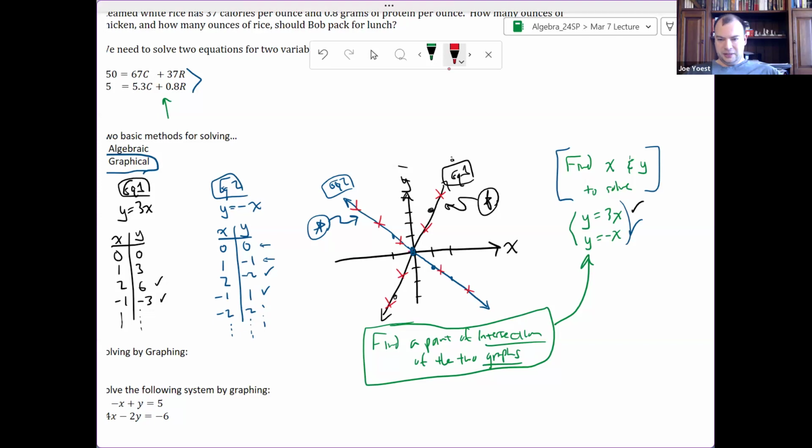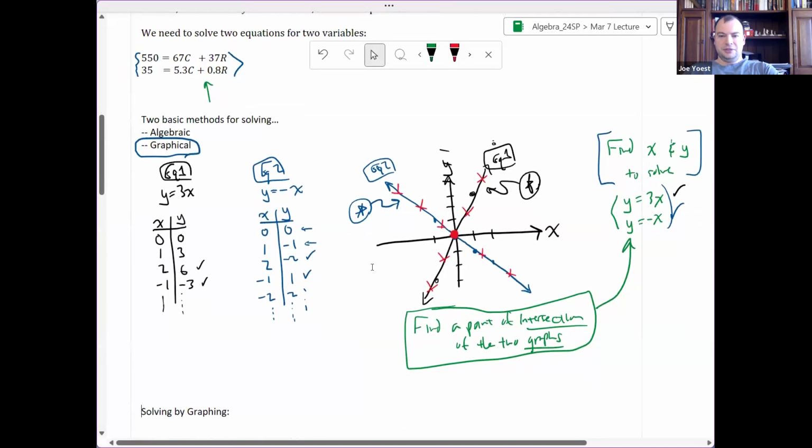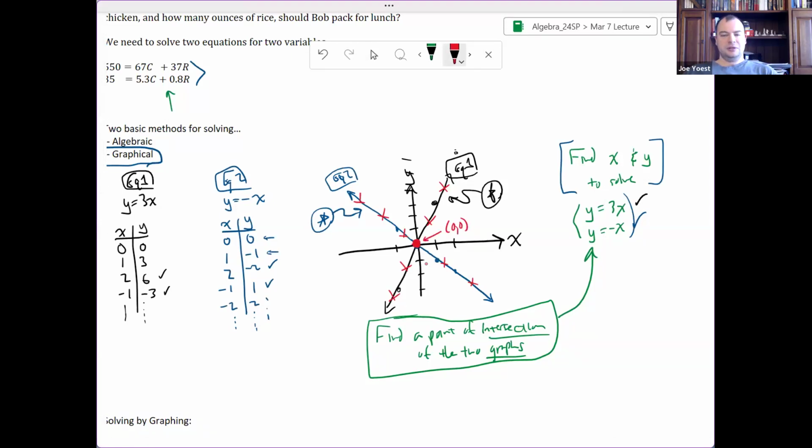However, there's one special point. In this case, it's right here at the origin. It's not always at the origin. I just made a simple problem for us to work with. It's right here at 0, 0. And I see that the ordered pair 0, 0 is on the line corresponding to equation 1 and the line corresponding to equation 2.